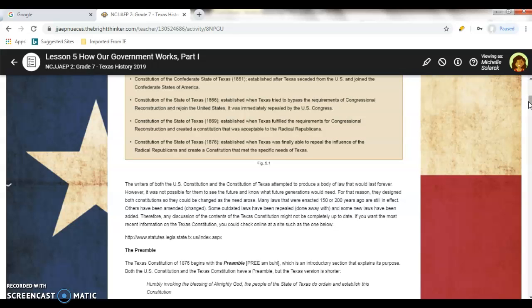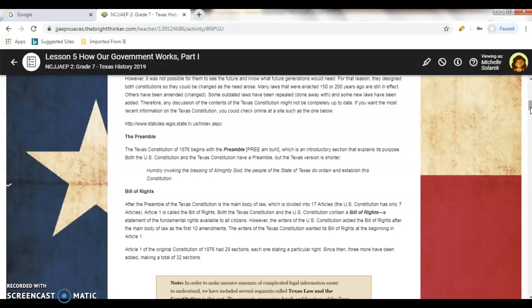The writers of both the U.S. Constitution and the Constitution of Texas attempted to produce a body of law that would last forever. However, it is not possible for them to see the future and know what future generations will need. For that reason, they designed both constitutions so that they could be changed as the needs arose. Many laws that were enacted 150 or 200 years ago are still in effect. Others have been amended. Some outdated laws have been repealed, and some new laws have been added. Therefore, the discussion of the contents of the Texas Constitution may not be completely up to date.